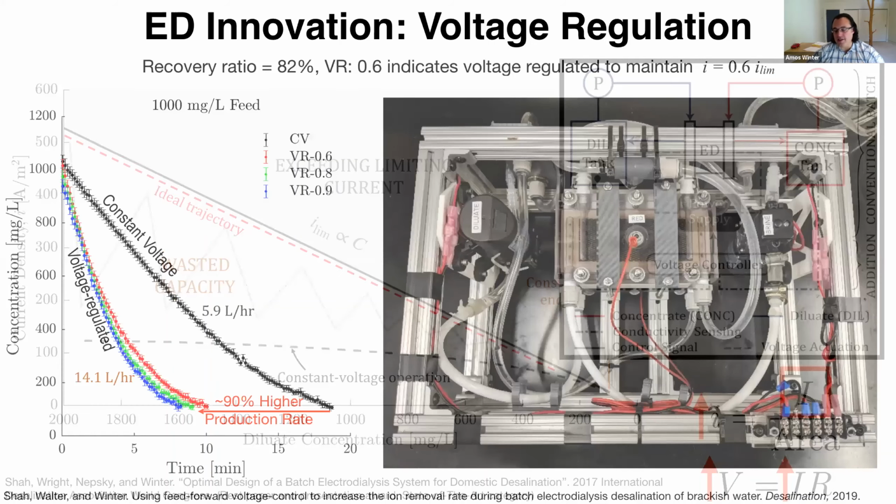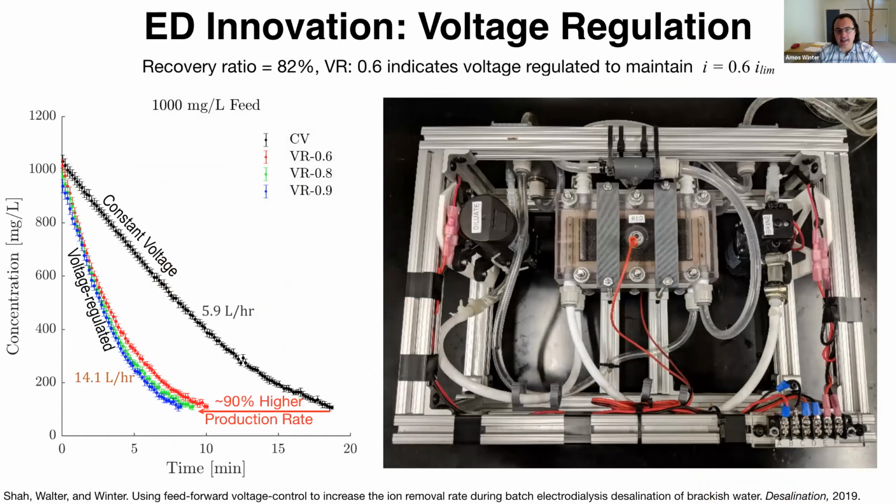So we've created these systems and made them in real life and experimentally tested them. And this is a small scale setup that we made a few years ago. And these are data showing different safety factors compared to the limiting current density. So VR equals 0.6 means that we're running at 0.6 the limiting current density. And this system was easily able to run at more than an 80% recovery ratio. And what we found is that compared to constant voltage, we could operate at a much higher production rate, or for the same production rate at a much lower area.